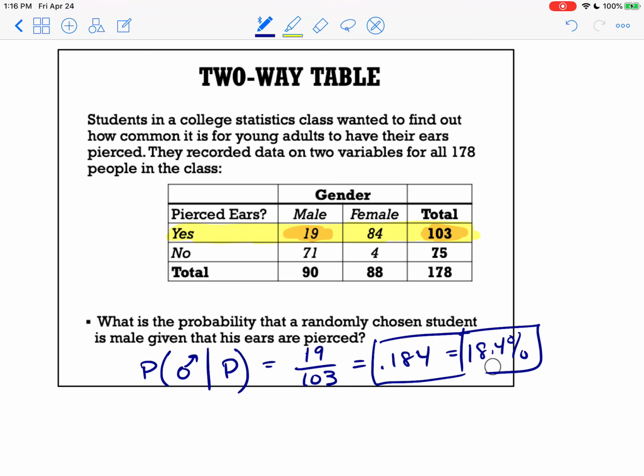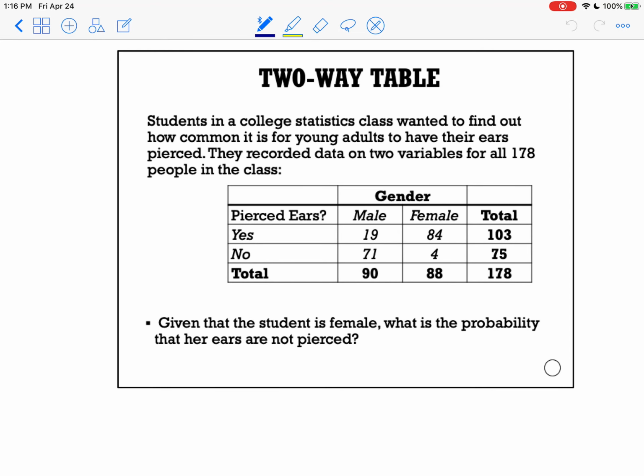Okay, again, with all these videos, you can replay them if you need to. Let's go on to the last one. So now we're given that the student is female. What is the probability that her ears are not pierced? All right, so again, given that we're female, we can only look at this column now. This is the column that we're interested in. So we're given that the student is female, so I only have 88 students to choose from. So I'm going to pick from those 88 students that are female, and I want to know what's the probability that I get someone that does not have their ears pierced?